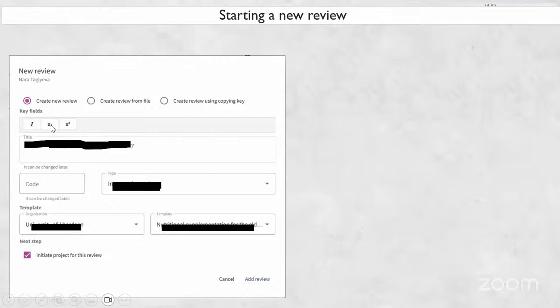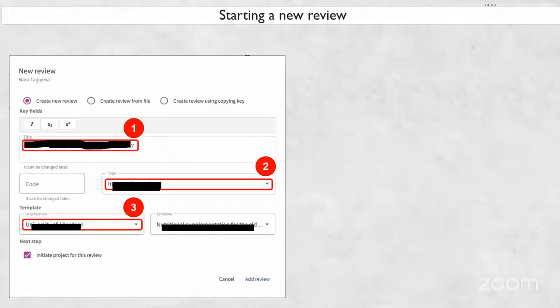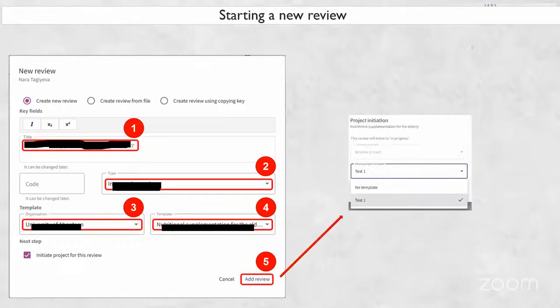Write your research title. That's intervention here, and in the template you write. Second, if you have organization access, you write your university, and then the template. Add review, it will be like this one. You can choose this one.